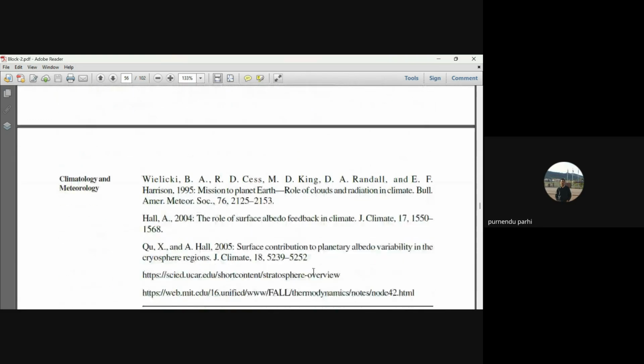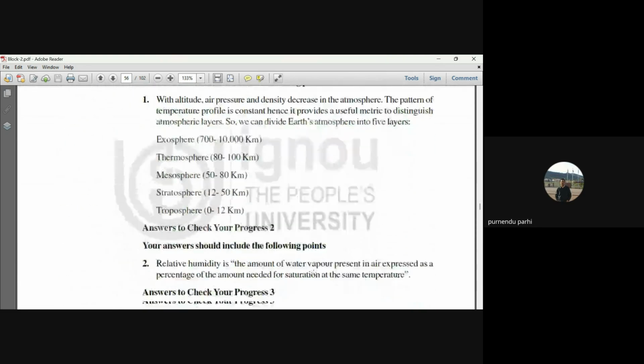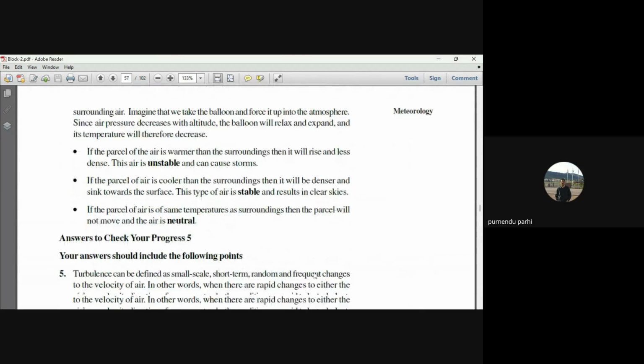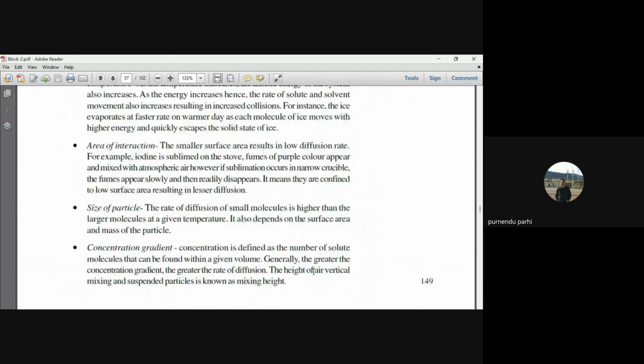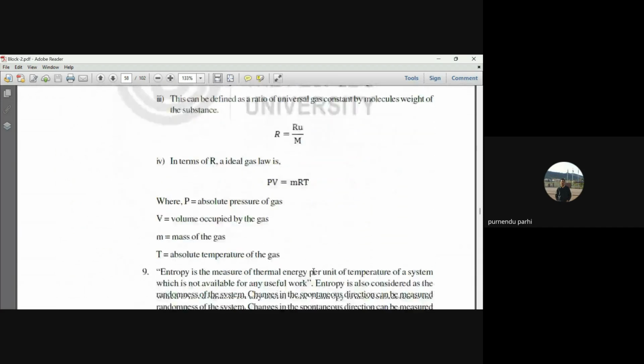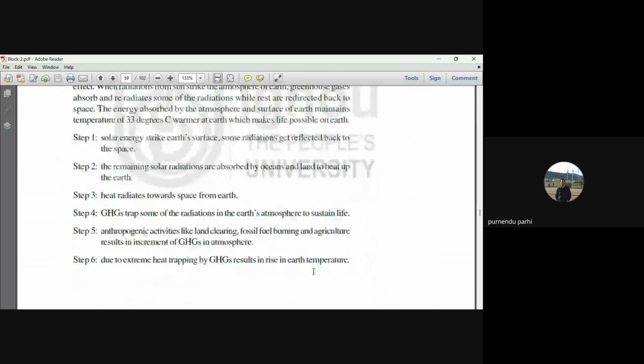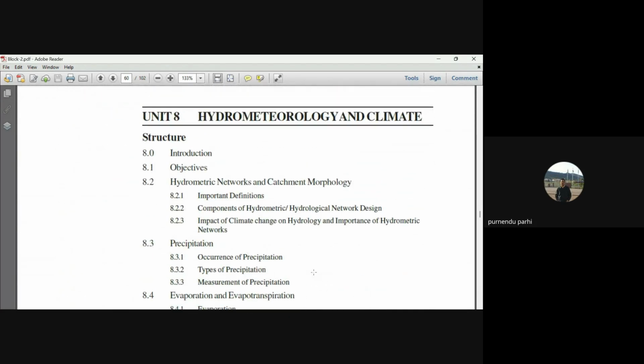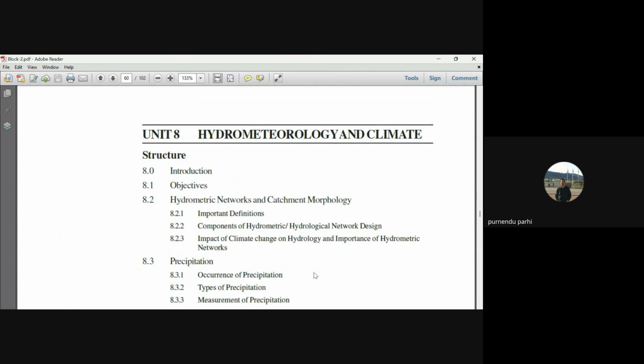So this brings us to the end of block 3, or you can say here unit 5, 6, 7 is over. Then unit 8 is about hydrometeorology and climate.